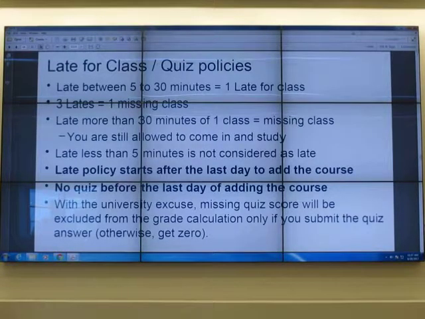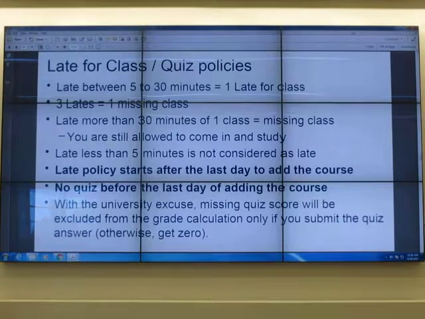And late for class. Being late by less than 5 minutes is okay. I don't count that as late. And between 5 and 30 minutes, we count it as 1 late for class. 3 lates equal 1 missing. Don't be late for class, because I don't come late for class. Right? How would you feel if you came in here and waited 30 minutes and then I appeared? Not quite good, right? So if I'm on time, you should be on time too.